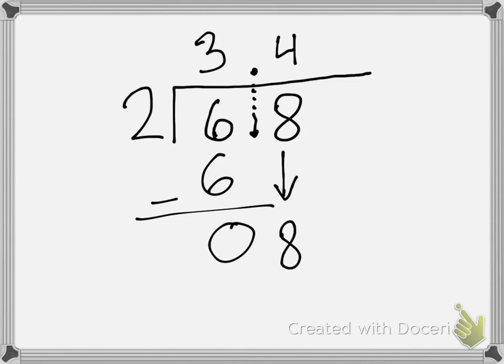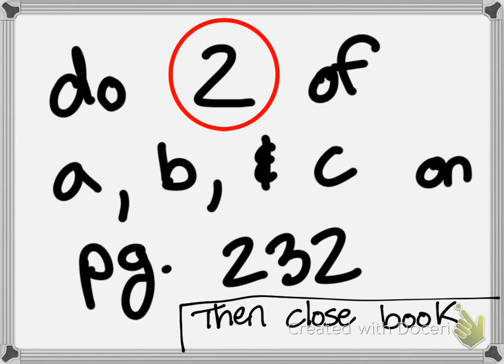So what is our answer? Who'd like to read that out loud? 3.4. The decimal goes straight up like that. So I want you guys to do 2 of A, B, and C on page 232, and then close your book.